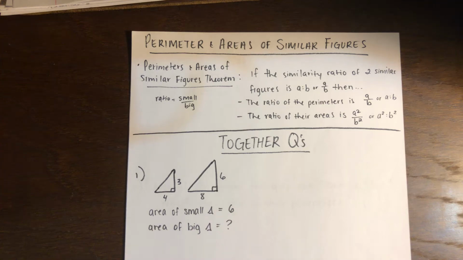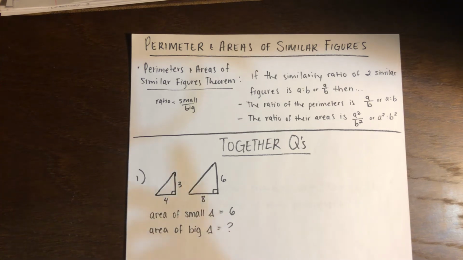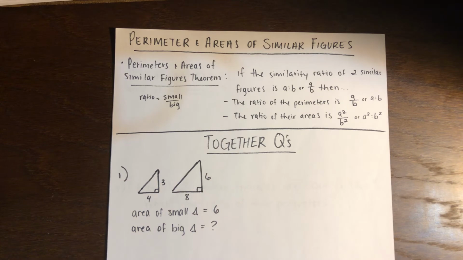Alright guys, we're back for our last video, and what we're going to be doing is just talking about perimeter and areas of similar figures this time. Okay, so we're going to have triangles, rectangles, squares, okay?